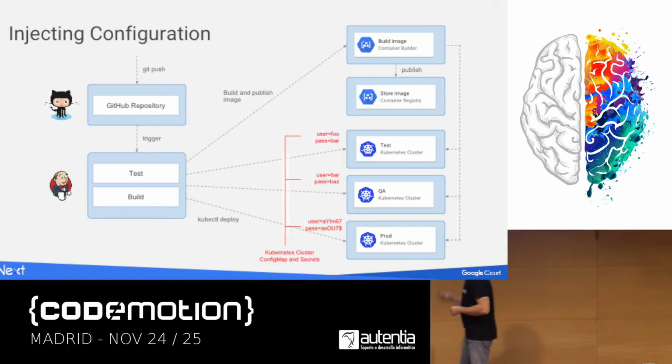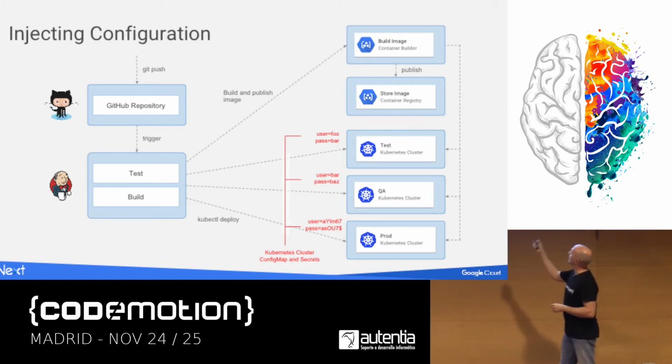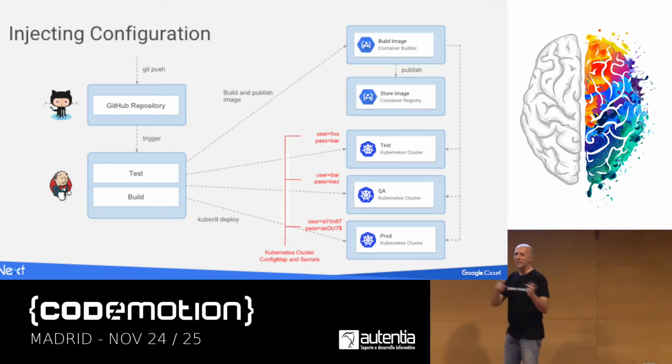Okay, so we have this Git repository, we're testing, we're building, we're publishing, and we have your image somewhere. What happens with the different environments? We have test, QA, production. Am I going to generate a different artifact? So it works like this.